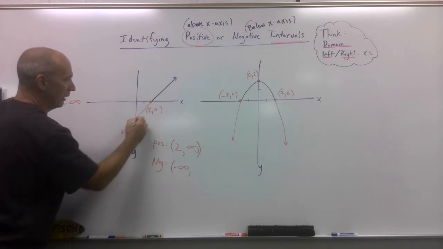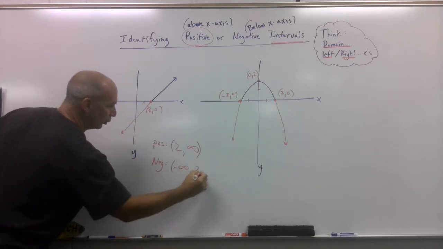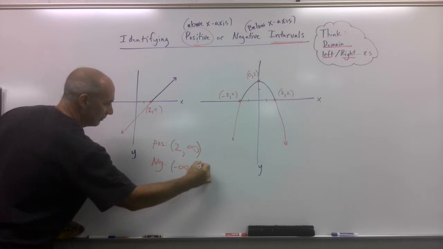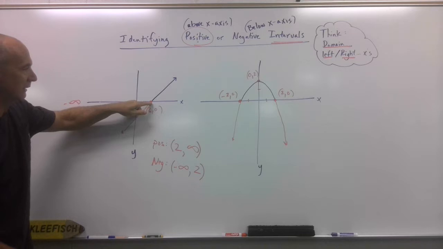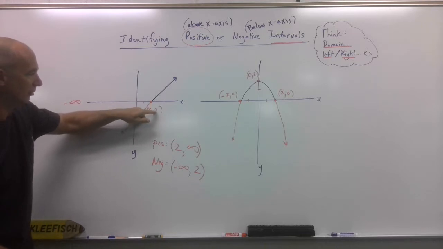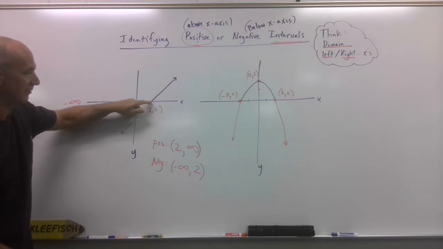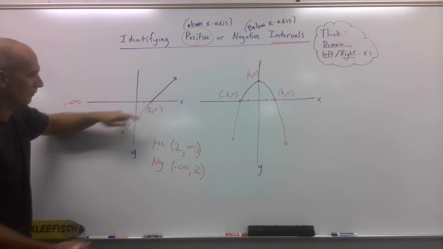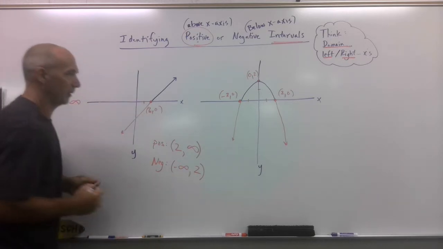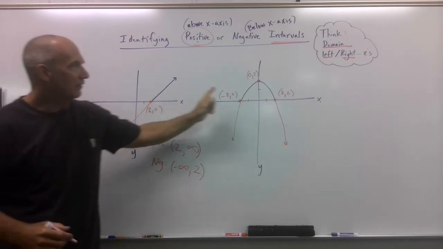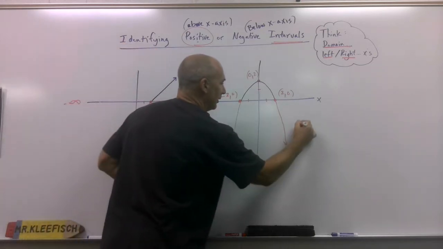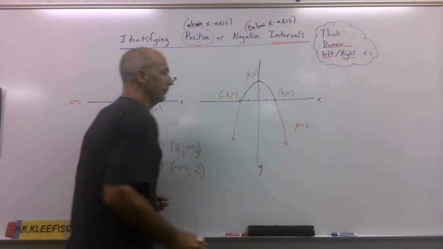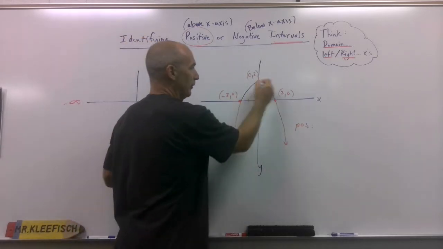So I say, okay, it's red all the way to 2, but that's parentheses, because remember, the value 2 is 2 comma 0. 0 means it's right on the x-axis. It's not above, it's not below. That's why I use parentheses there. Let's move on to this one. Let's first talk about the positive. Where is it positive? It's the purple stuff.